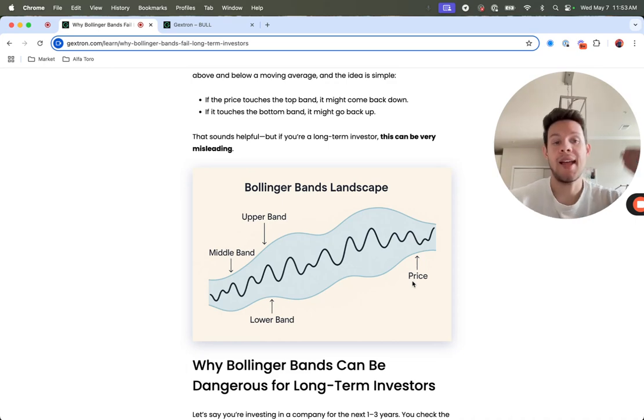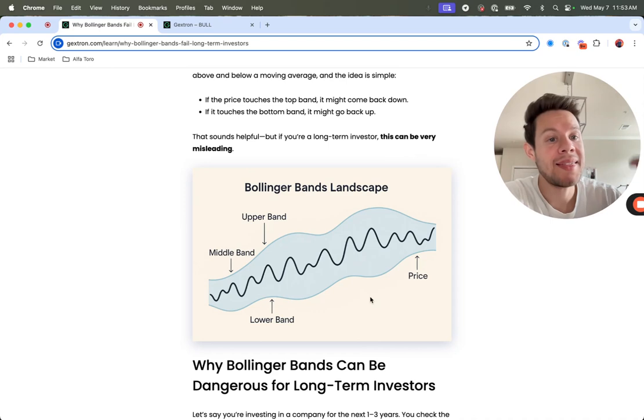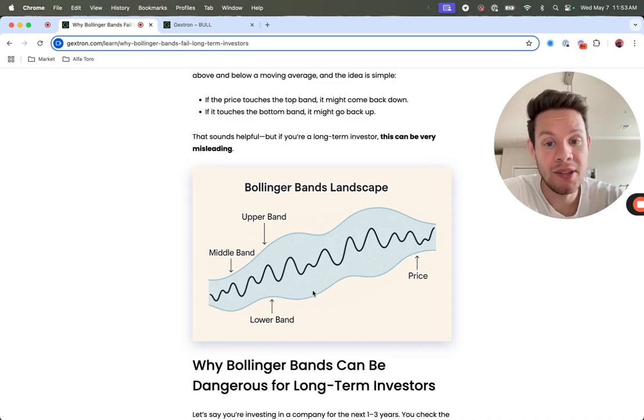And so the idea is, again, it's almost used as a mean reversion trade, right? Or for you as an investor, you're going to be like, hey, it's at the bottom band, I should start buying. But the problem is it's very misleading, right? Because it can ride that lower band for long periods of time, and you don't know when it's going to snap back to that median, to that middle band, or to the upper band.